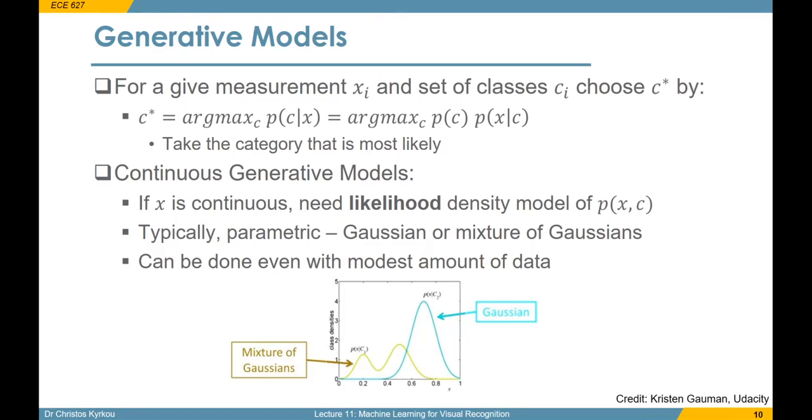We can also have continuous generative models. In images, we have pixels, which are discrete, but we can also have continuous values. And in that case, we need the likelihood from the density model, the probability of observing x given the particular class.